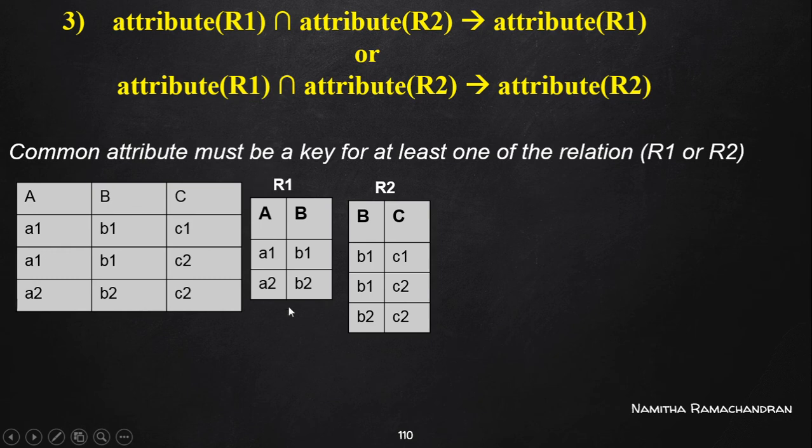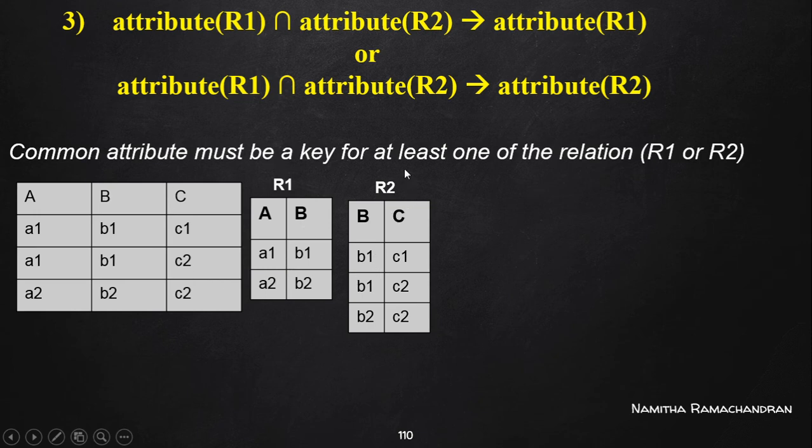So here in this relation R1, B1 is relating with A1 only and B2 is relating with A2 only. Means using the B value we can distinguish different rows of this relation R1. That is, B is a candidate key of this relation R1. It is clear from this relation. That is enough for satisfying condition 3, because we want that common attribute to be a candidate key for at least one of the relations R1 or R2. So here the condition is satisfied.